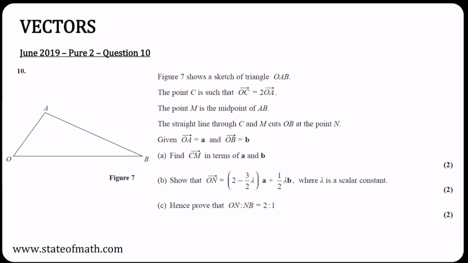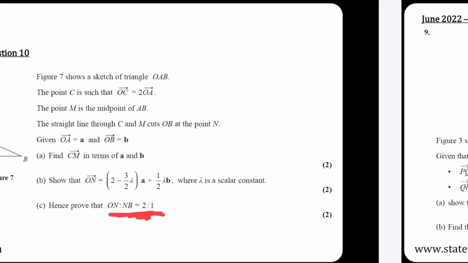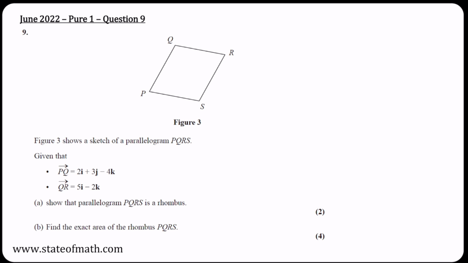Now for vectors, we do expect a question because there was nothing in QR1. So I've picked two particular examples. The first one is June 19, QR2, question 10. So it involves lambda, and you need to work within this triangle here in order to arrive at the ratio at which N splits OB. Or you could get this type of question like June 2022, showing that the given parallelogram is a rhombus. So this is essentially checking that you know the properties of quadrilaterals and then moving on to find the exact area of the rhombus.